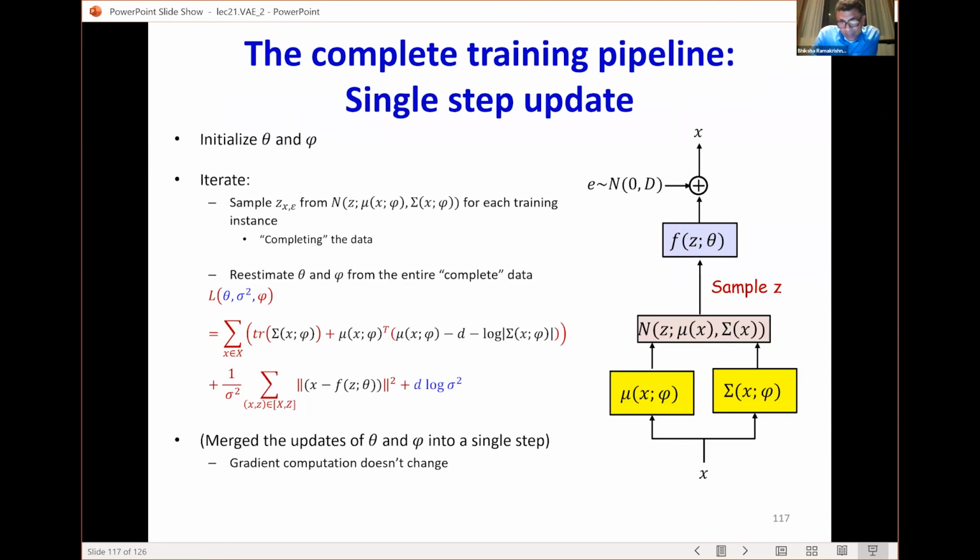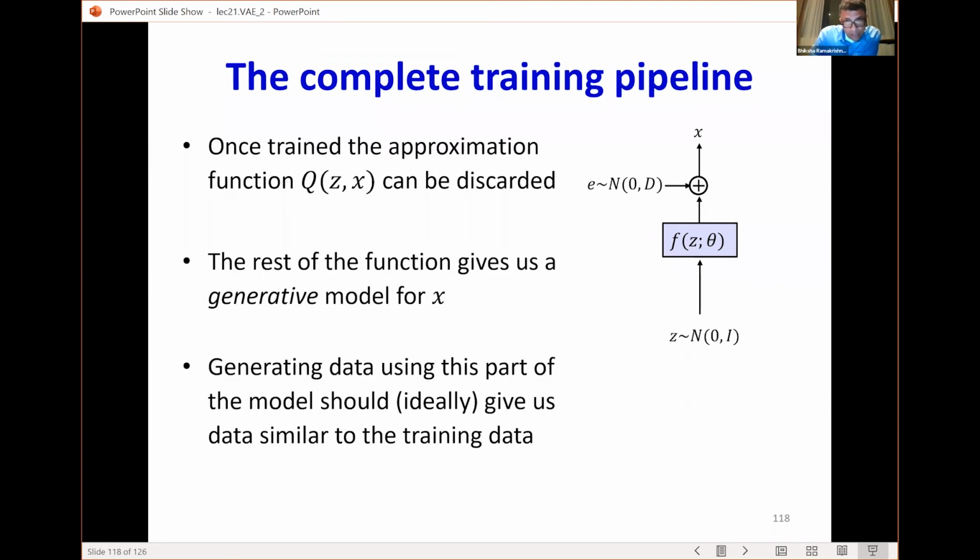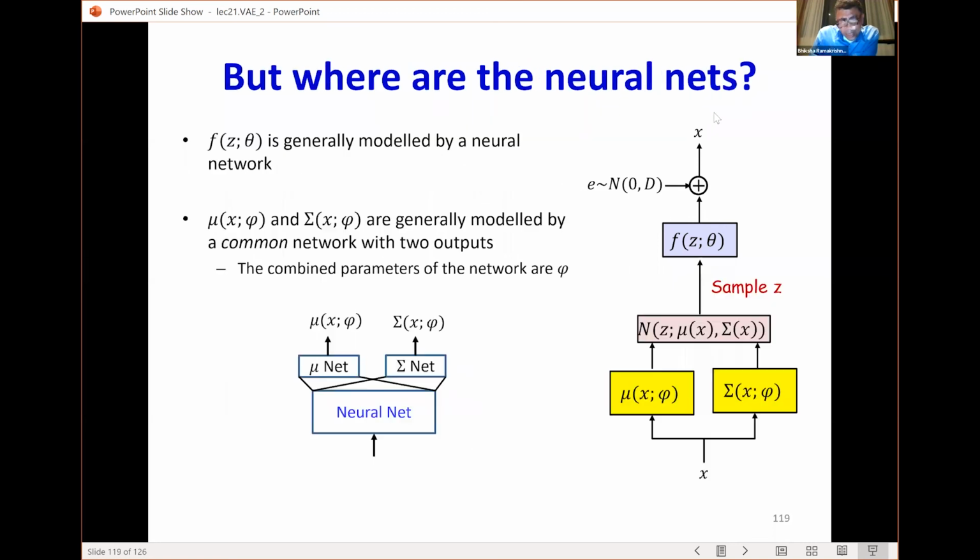Once it's trained, you're really interested in the generative model. That's just the decoder portion of this entire model. And so to generate new data, I can just randomly generate a vector from a standard Gaussian, put it through this function, add some noise, and I'm going to get X.